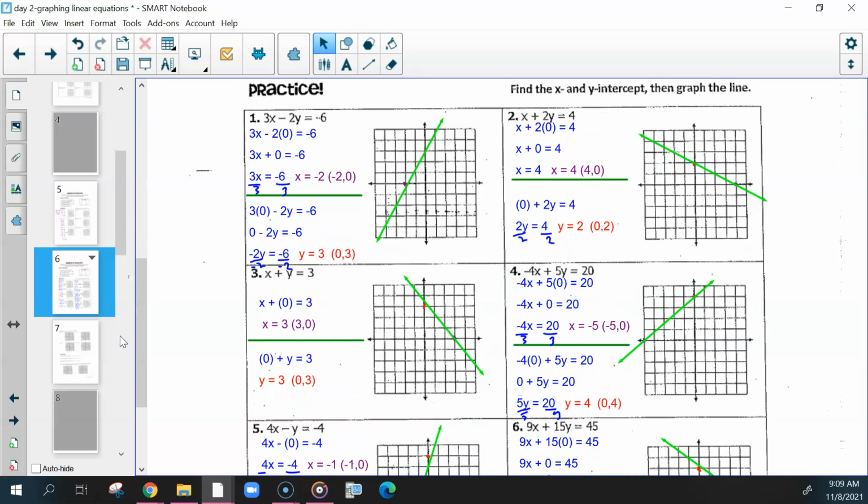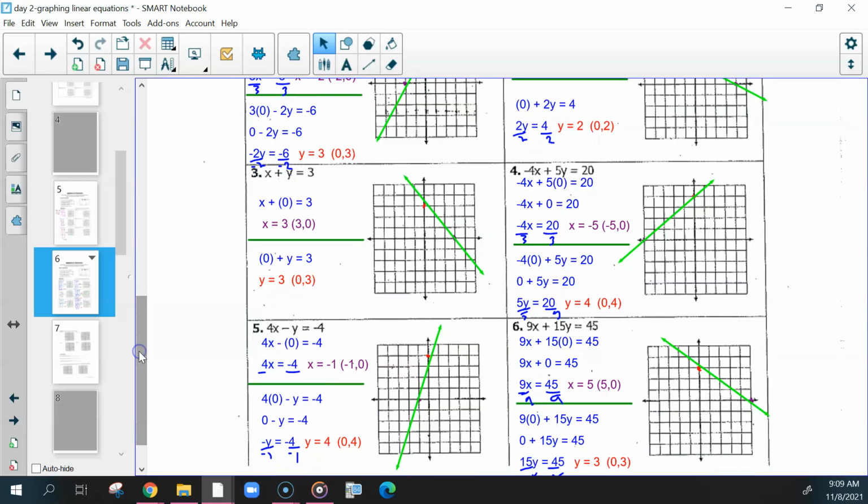Okay. Number 2, your intercepts were at 4, 0, and 0, 2, making your line negative. Number 4, your intercepts were at negative 5, 0, and 0, 4, making your line positive. And number 6, your intercepts were at 5, 0, and 0, 3, making your line negative. Do we have questions on any of those?